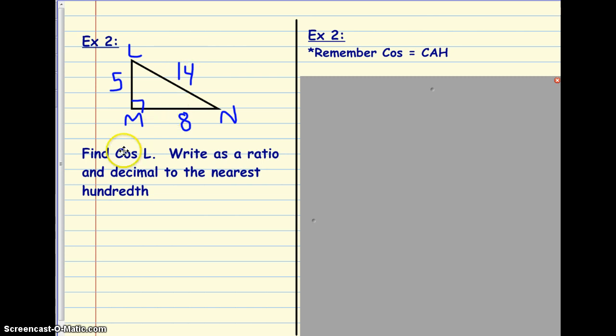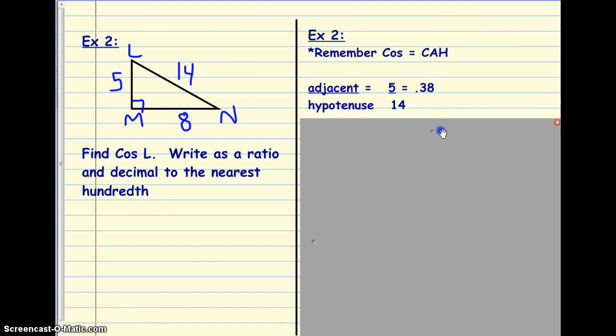Example 2. Find the cosine of L. So we're looking at the same angle L, and we remember CAH for cosine. The cosine is the adjacent divided by the hypotenuse. Pause the video and try this one. Well, the adjacent side is this side here, which is 5. 5 divided by 14. So we write that as a ratio, and when you solve that, you get 0.38.